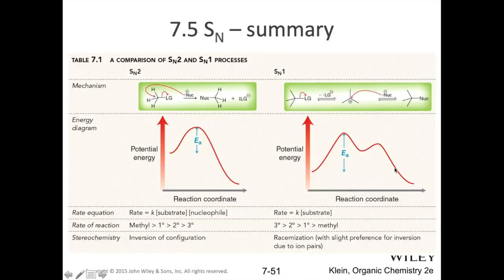Oh, and of course, a quick note here: even though you do get close to 50-50, it's not quite perfect. Keep in mind there's a slight preference for the inversion product due to the leaving group still partially blocking access to that site.